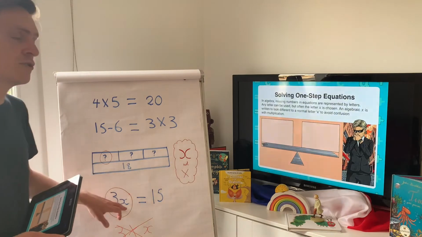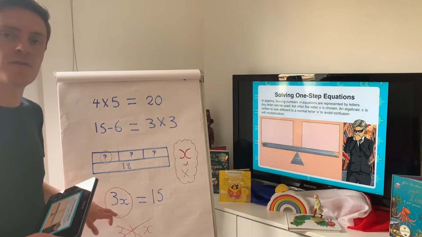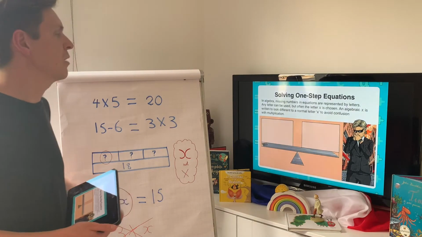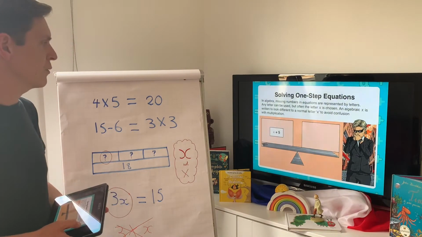Again, this is all revision, you should know this already, but just a refresher: when you see the number next to the letter, that means multiply by the number. Okay, let's have a quick look at one here.